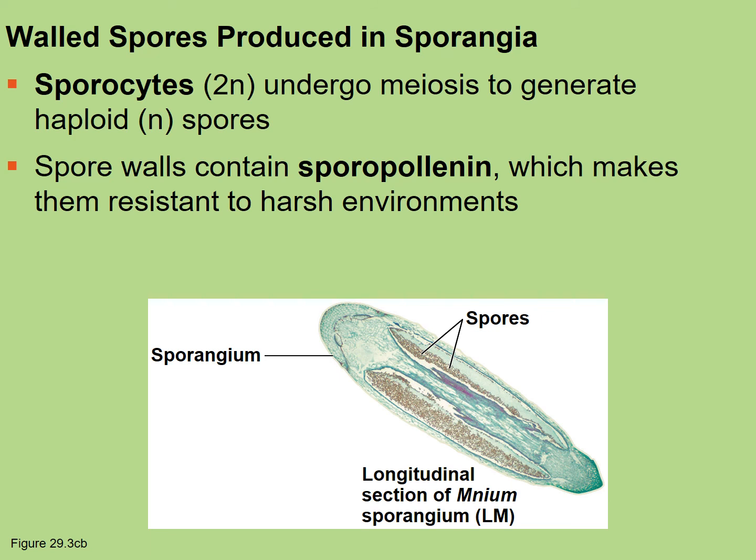And here, the spores are going to be basically protected. They have this wall called the spore wall, and it's made out of sporopollenin. And remember, I told you that is a protective polymer, which keeps it from drying out on land and protects it from those dry, harsh environments.